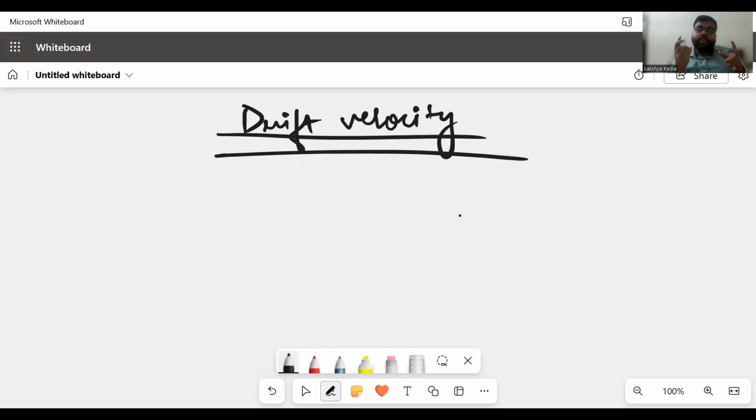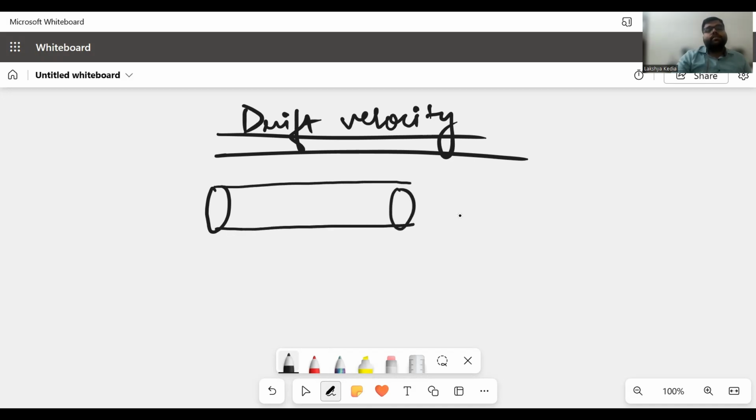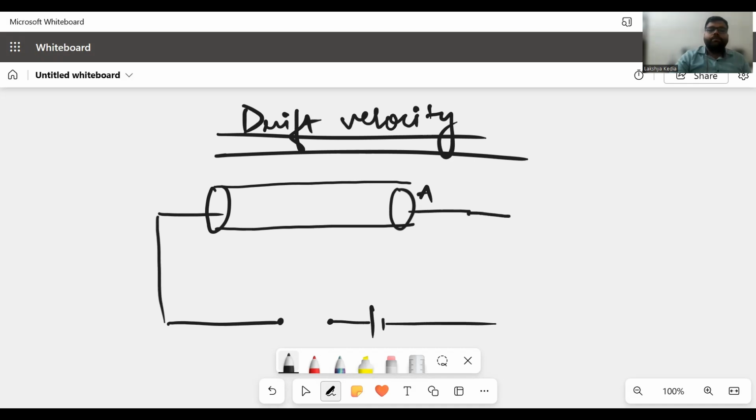So when the electric field is not applied on the conductor, how do we apply the electric field? Through the help of a battery. So when the electric field is not applied to the conductor, let's assume this is a wire of cross-sectional area A, right? For now, consider there is a battery and that is disconnected, right? So whenever it is disconnected, the electrons are moving randomly, okay? The electrons are not moving in a particular direction because it is disconnected and they are free to move anywhere, right?